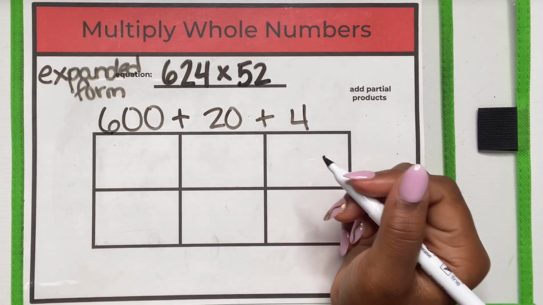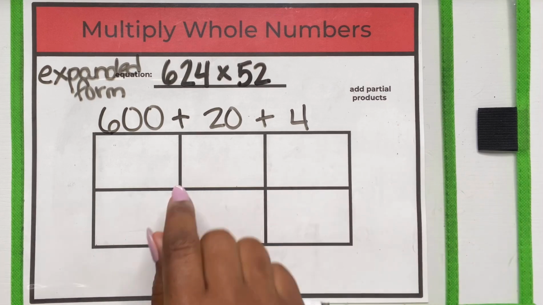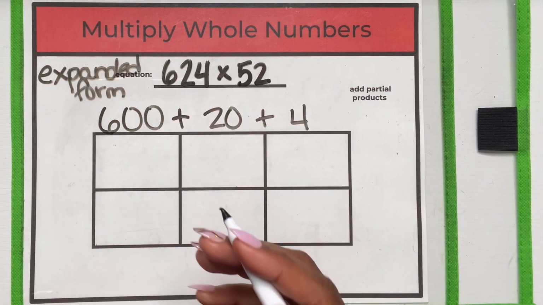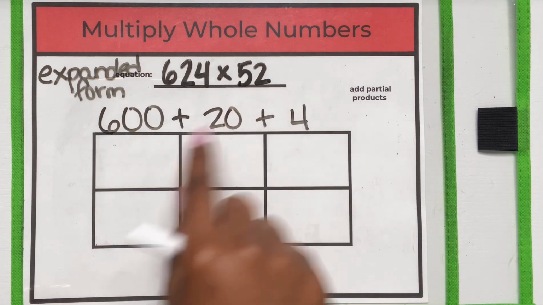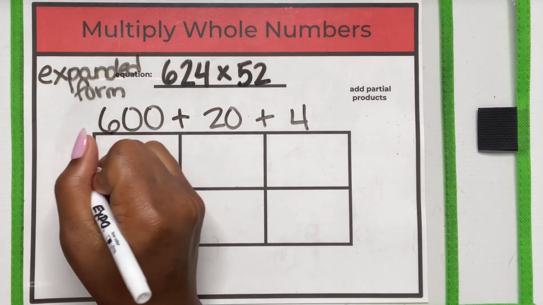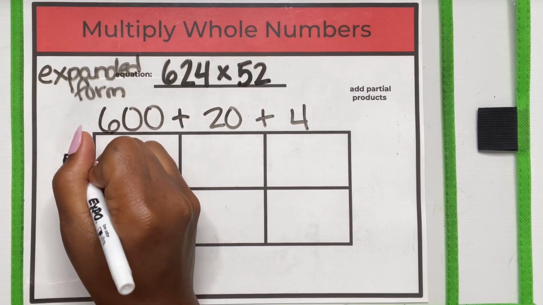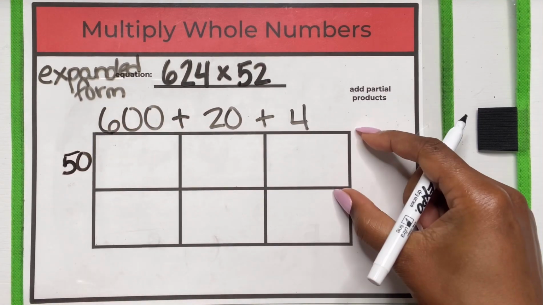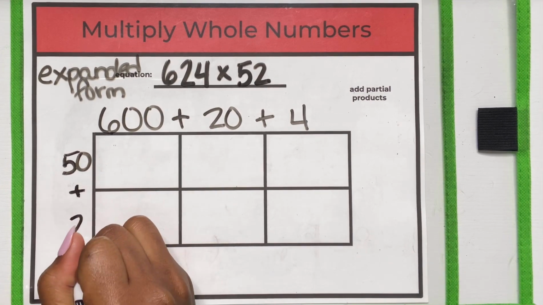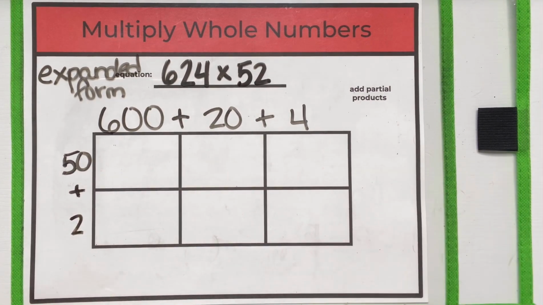Again, what's the first step? Step 1 is to put the factors in expanded form on your area model. Now, I'm going to place 52 on this side of the model where my rows are, in expanded form. 52 in expanded form is what? Hopefully you said 50. That's going to be on that first row plus 2 on this second row.